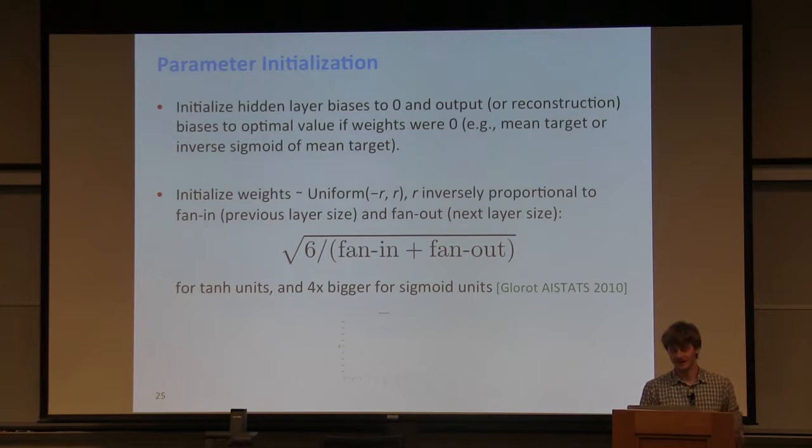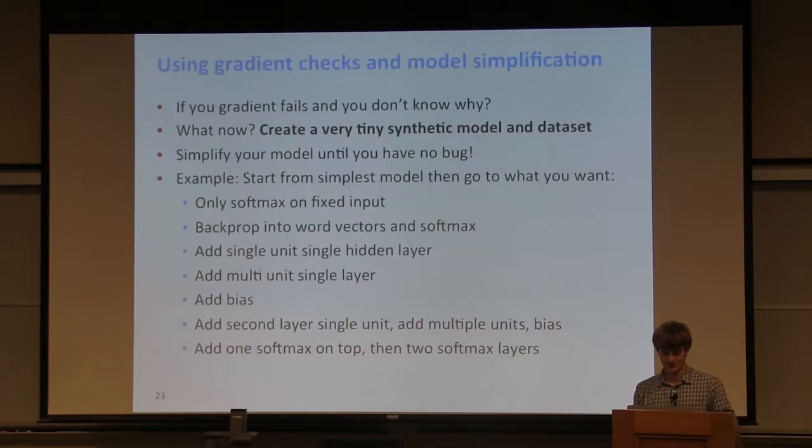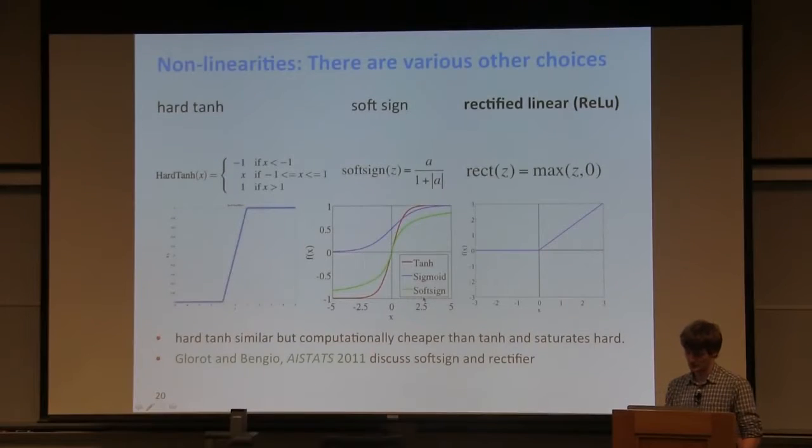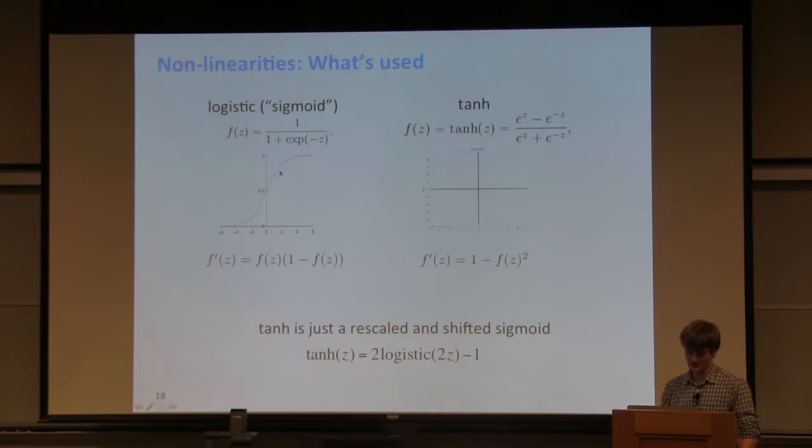Sometimes the numbers here are 4 times bigger when you have sigmoid units, and again, you just want to end up in that linear regime of the sigmoid unit, somewhere close to this area when you start your optimization.